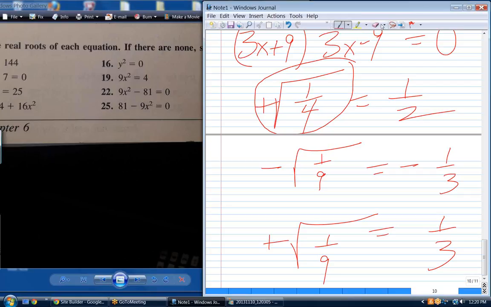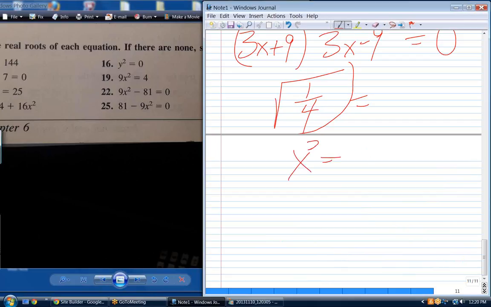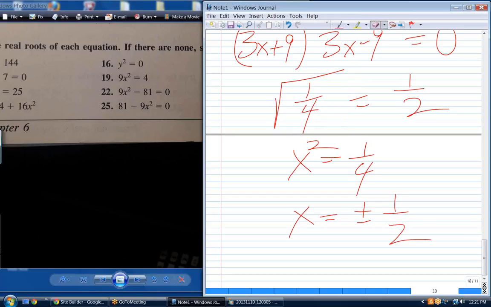Okay? So solving the square root of 1/4 is much different than saying x squared equals 1/4 and solving that. This answer is definitely 1/2. This answer is plus or minus 1/2. See the difference? Yeah. All right.